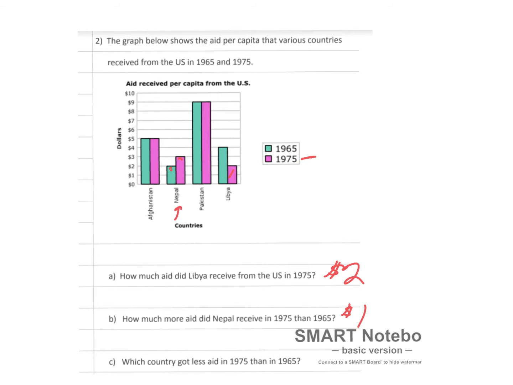Which country got less aid in 75 than in 65? So basically we want it to go down from their green to their purple bar. This one stayed the same. This one went up. This one stayed the same. Libya is the only one that goes down. So our answer is Libya.